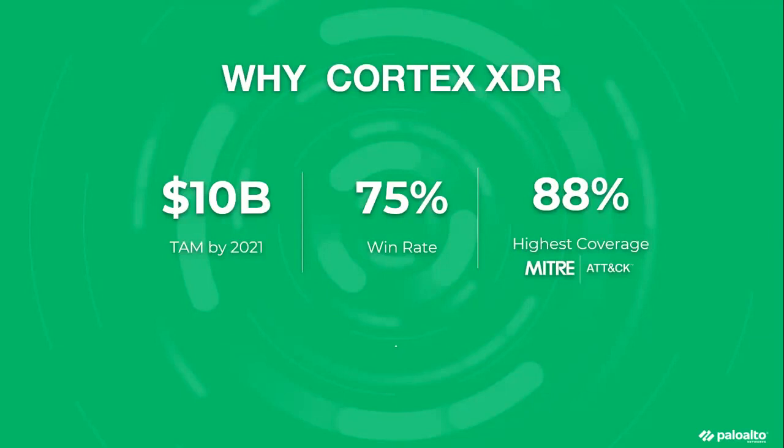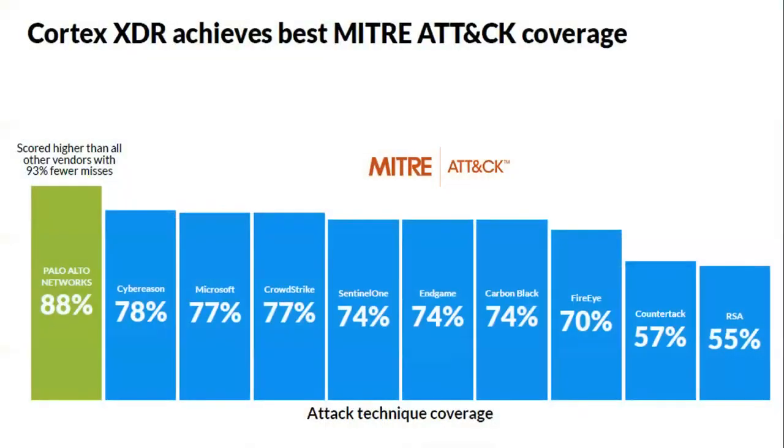Thanks to what we were able to cover when it comes to malware attacks, we were able to cover more than 88% of all the different attack surfaces. So you can see some of the competition and where we are. We were able to have 93% fewer misses as compared to other solutions out there. So it's all about prevention.